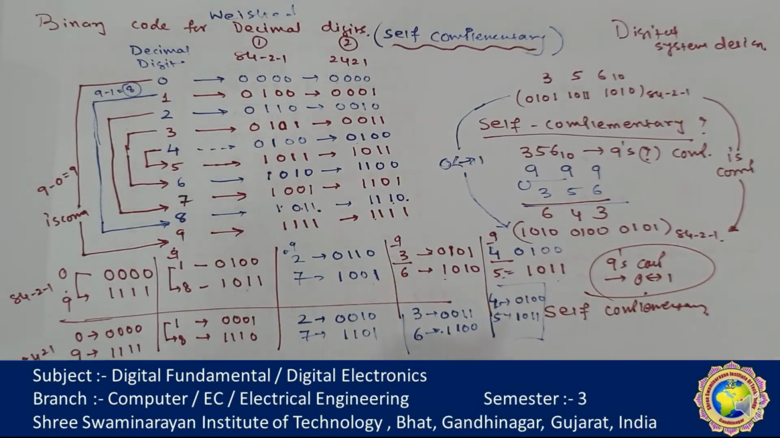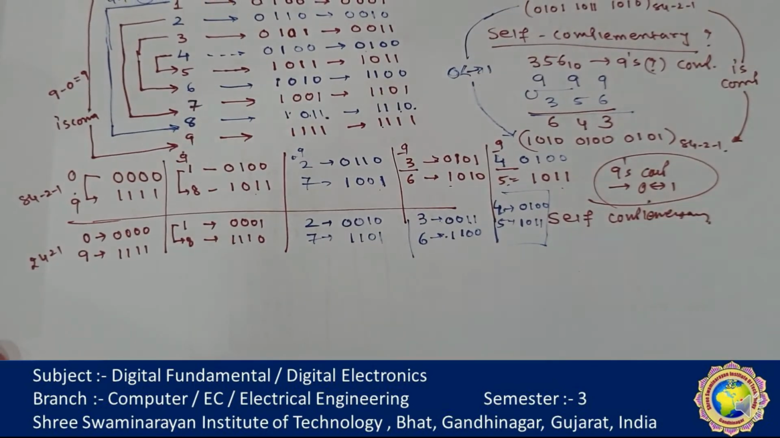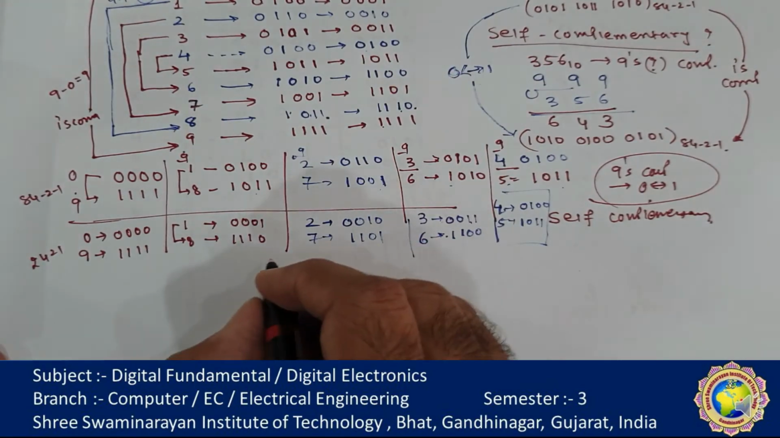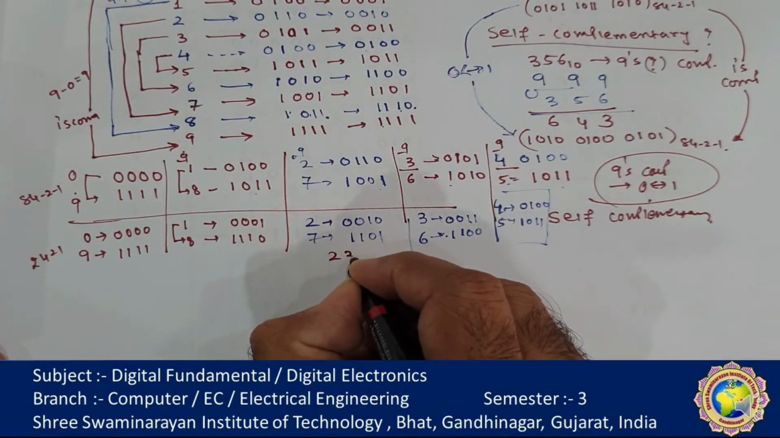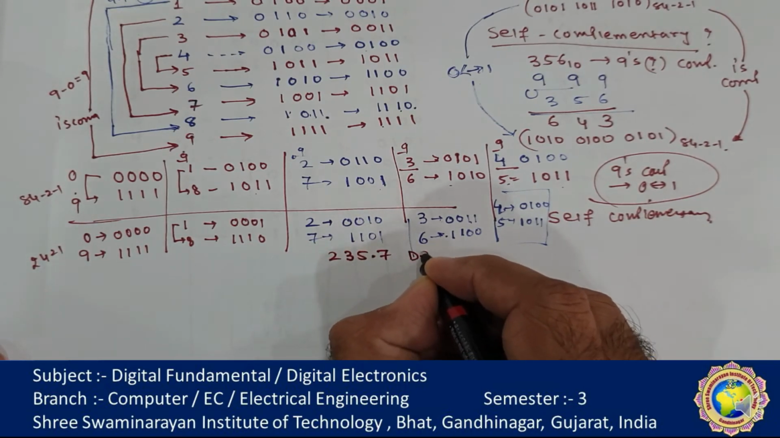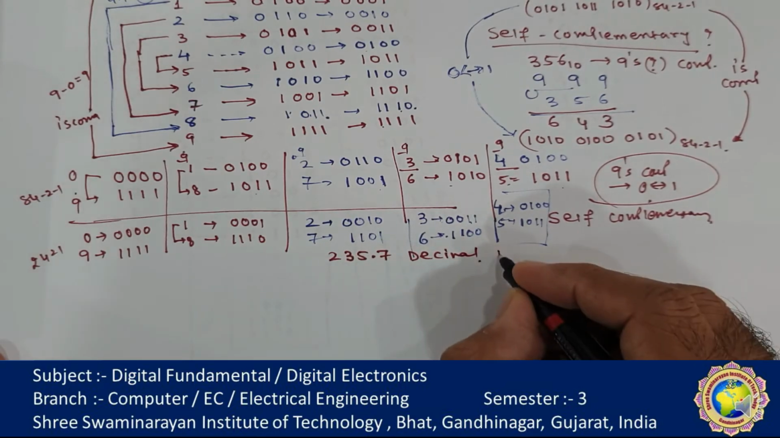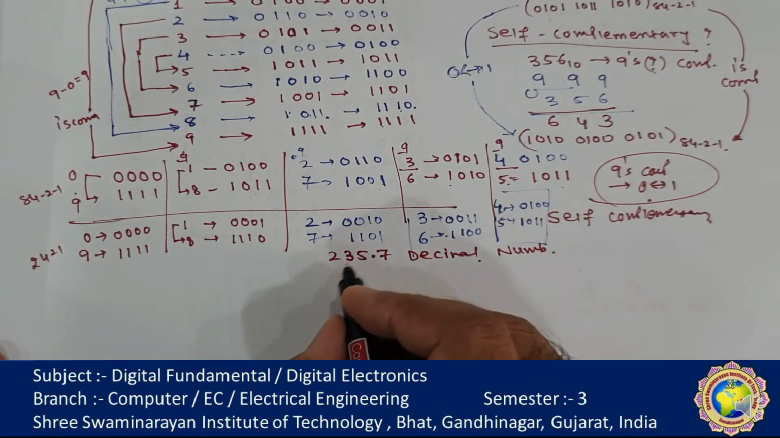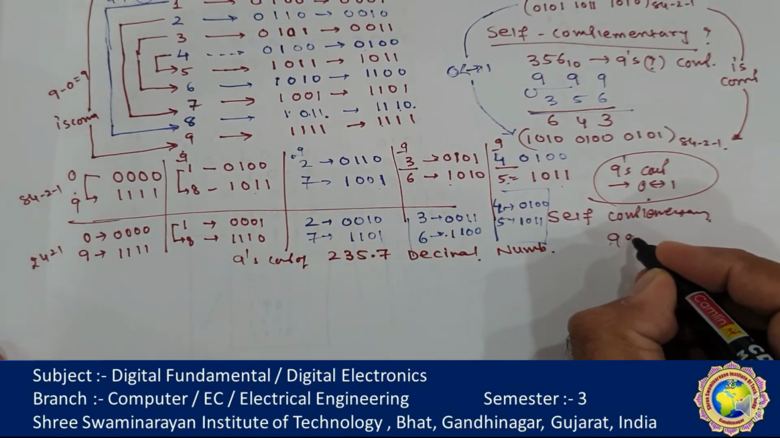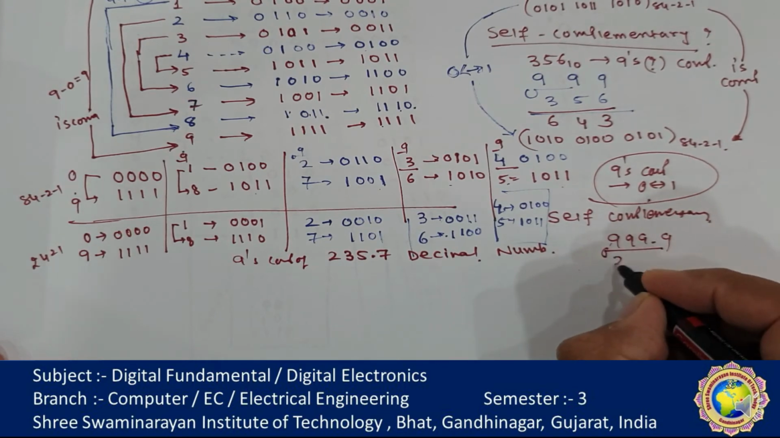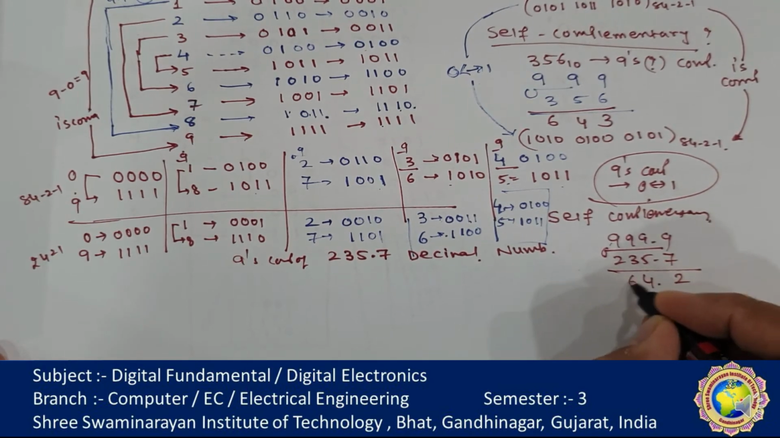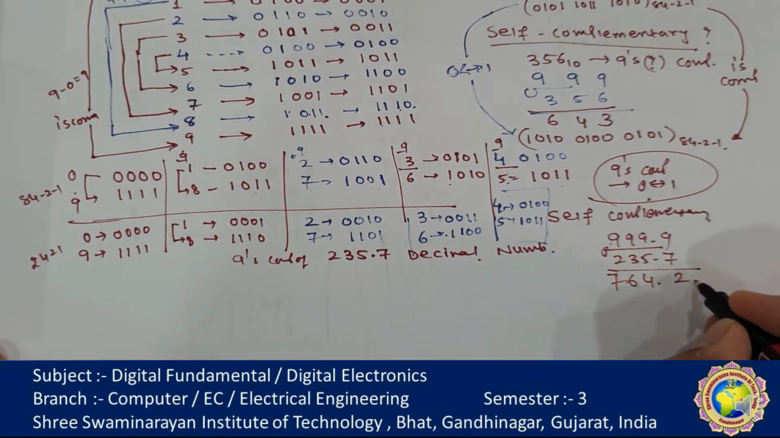So again here, suppose in an example it is given to prove that 8 4 minus 2 minus 1 and 2421 are self-complementary codes with the help of 235.7. This is the decimal number. So the 9's complement of this number is 999.9 minus 235.7. So it will become 764.2. Same in decimal.